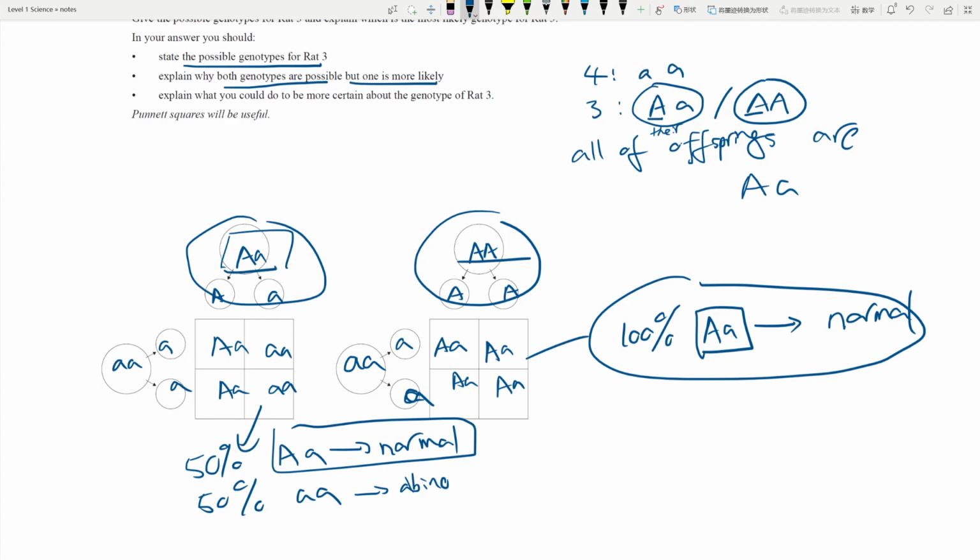So what we could do to be more certain about the genotype of rat number 3 is get it to keep mating with rat number 4. Because the moment you see that one of them is albino, boom, you know that the parent is heterozygous. And if after 5 more rats, 10 more baby rats, there are still no albino rats, then it's very likely that it's capital A, homozygous dominant.